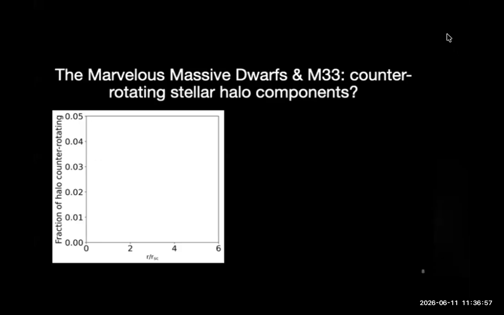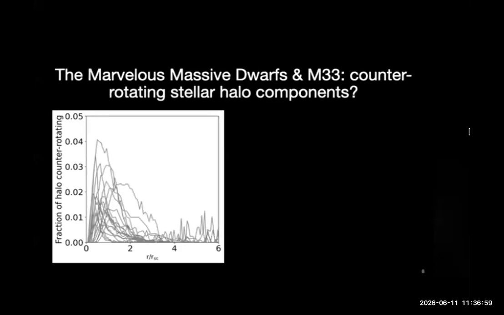If I put the Marvelous Massive dwarfs on here, you can see that we actually have a little bit of counter-rotation at the center of pretty much every galaxy, and that's just because we have a really wide distribution of orbits at the centers of galaxies. However, there are a couple that definitely have more pronounced counter-rotation, and we're going to take this one, which has off-center counter-rotation, and have a look at why it's like this.